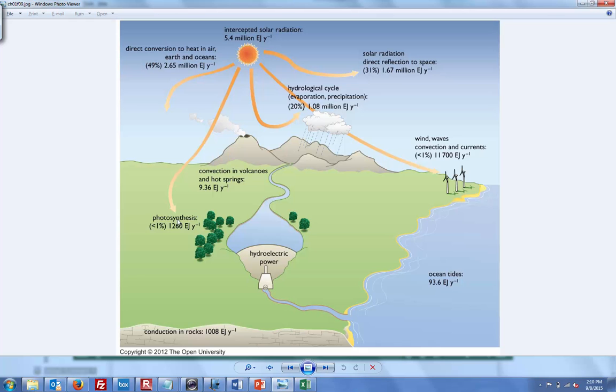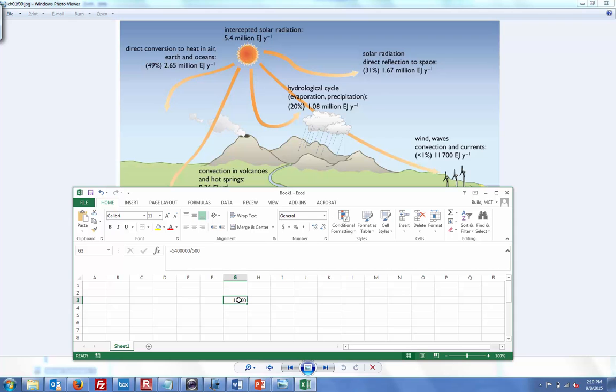Why did you divide that by 500? Where did you get the 500 from? Oh, on this one right here, I took the 5.4 million exajoules per year, and I divided it by the 500 exajoules per year that humanity consumes. Oh, okay.